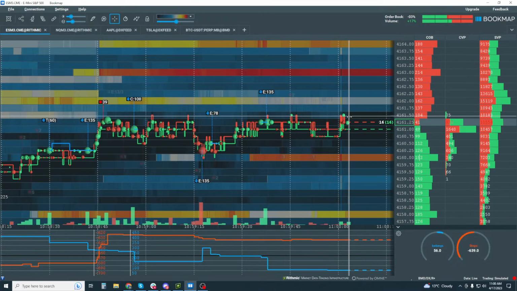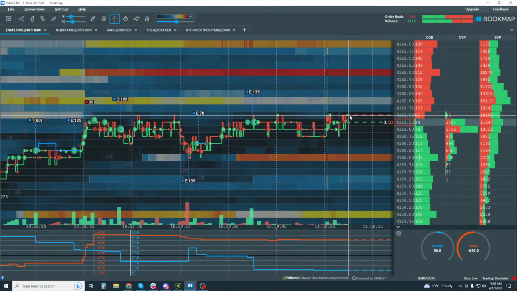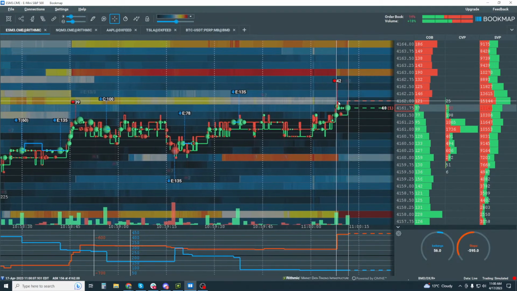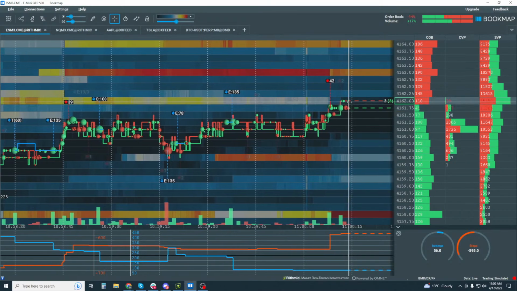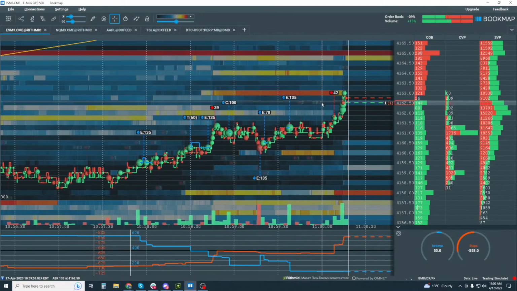Okay, still more. Even with this little pullback in here and some exhaustion, they're still buying up here. So again, we're still looking for it. There it is. Okay, there's 62. Okay, now let's see a little bit more into 63. There we go. All right.